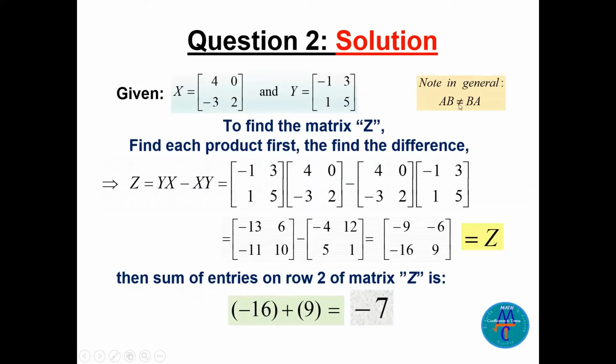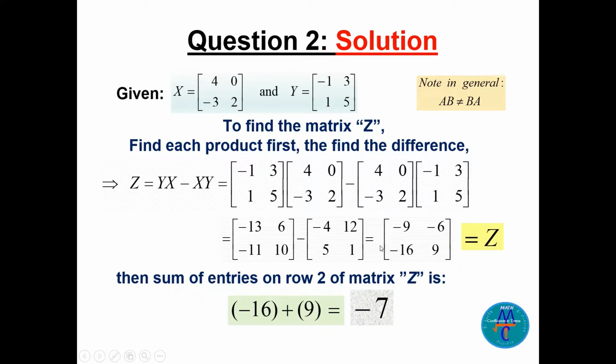Remember now, in general, AB is not equal to BA. So to find Z, I put yx. y is the second one here, minus 1, 3, 1, 5. x is 4, 0, minus 3, 2. Minus xy: this is the first one, and then y is this one, minus 1, 3, 1, 5. Multiply yx, you get minus 13, 6, minus 11, 10. You multiply row by column, row 2 by column 1, row 2 by column 2. Minus xy, so you get also this 2 by 2. You subtract: minus 13 minus 4 will be minus 9, 6 minus 12 will be minus 6, etc.